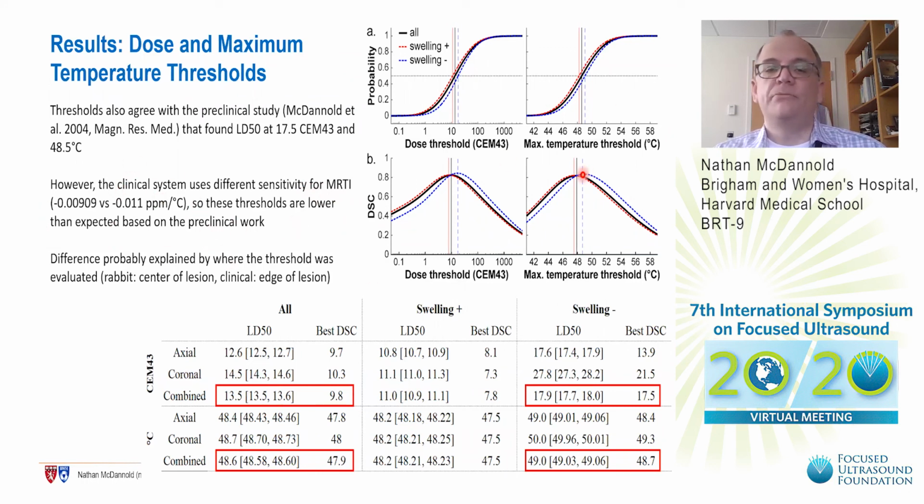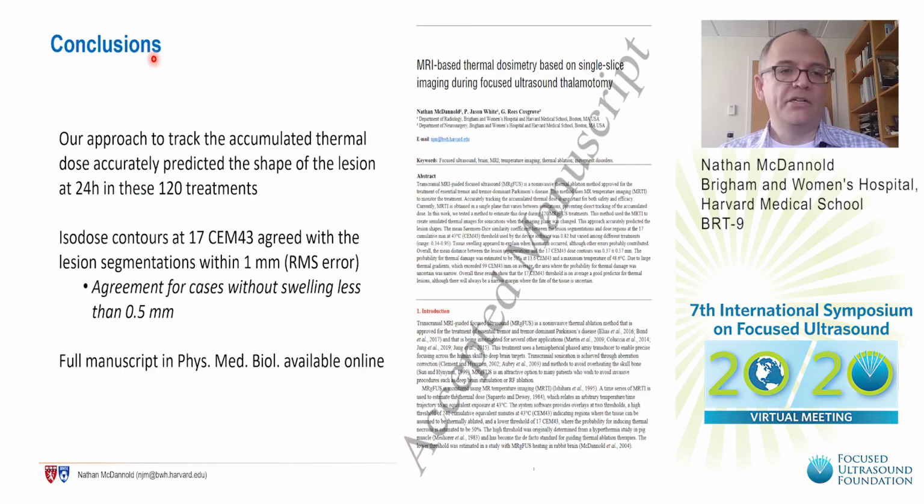The threshold here in these patients is lower than we would expect based on the preclinical work. This difference is probably explained by the method that we used. Here, I measured at the edge of the lesion where there's strong gradient and swelling, and in the rabbit study, I measured in the center of the lesion. I'm going to conclude there. If anyone's interested in more information about this study, it was just published online in Physics in Medicine and Biology.